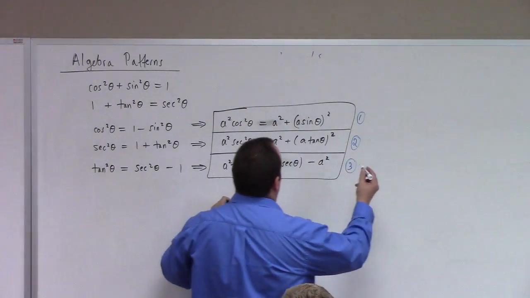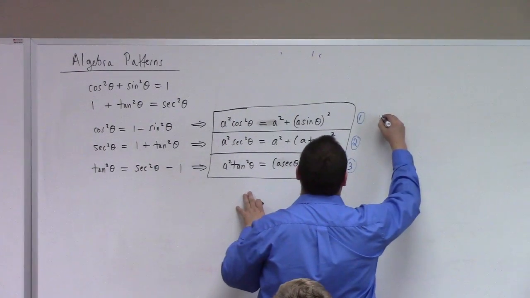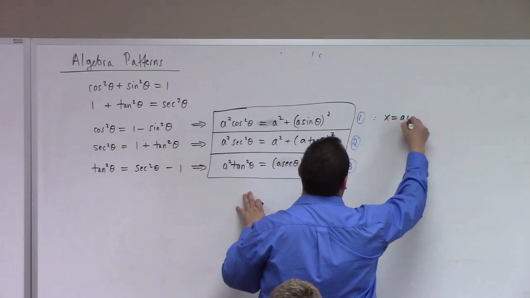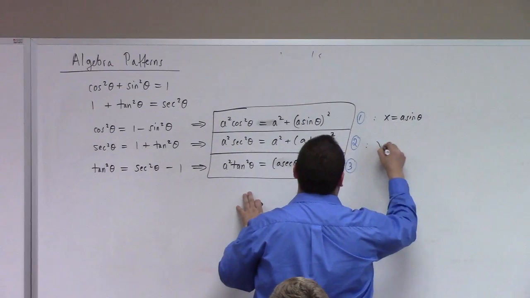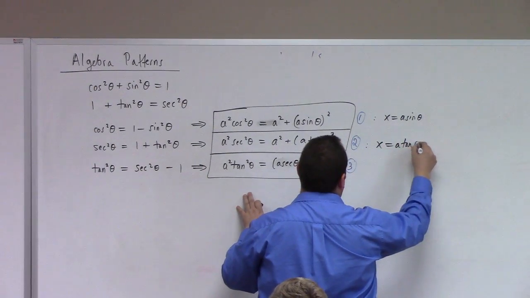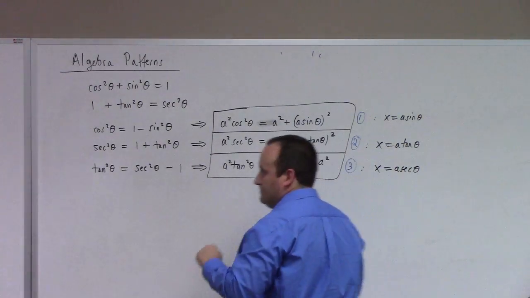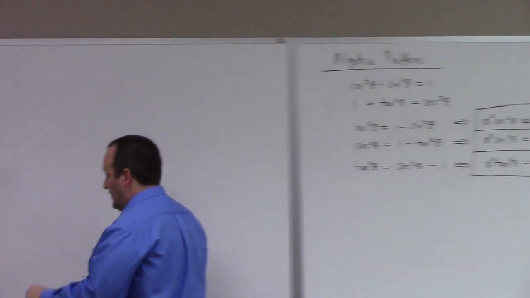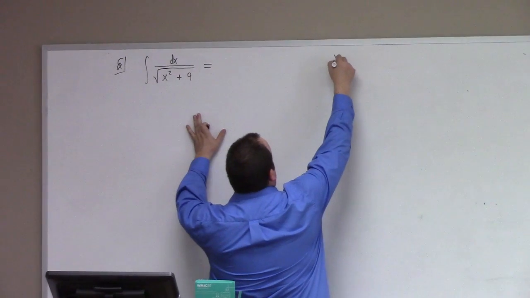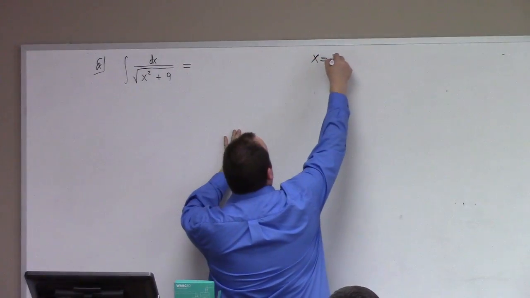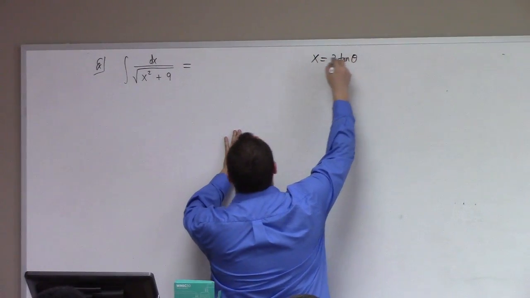So, just to be clear, we make x equal to a sine theta for this kind of pattern. Here we make x equal to a tangent theta. For this one, we make x equal to a secant theta. So again, here, if I make x equal to 3 tangent theta, we're good to go.